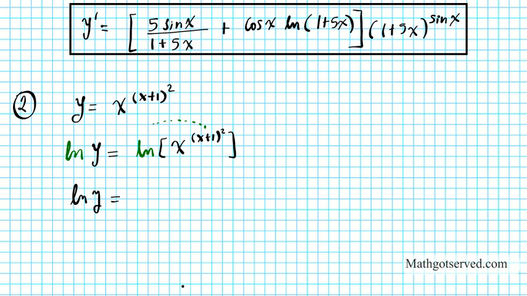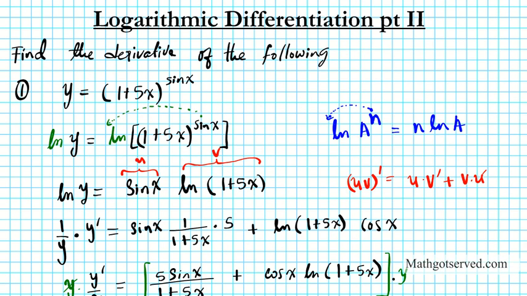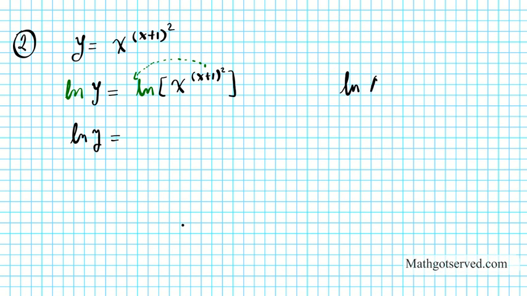To bring down this power, we're going to use the property that we talked about earlier. Basically, we have ln of a to the n power, and you can bring down the power to the front, so it becomes n times ln of a. So this power comes to the front, and we're going to have x plus 1 quantity squared times the natural logarithm of x. Now this is much nicer to differentiate as opposed to differentiating this. So now we can differentiate implicitly.